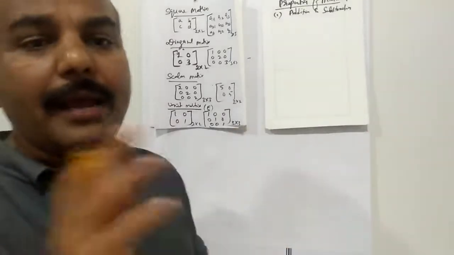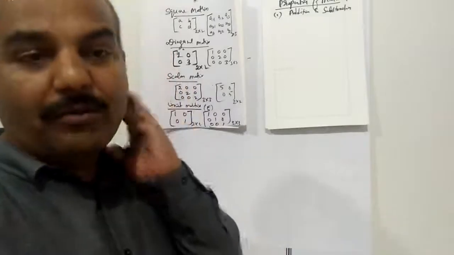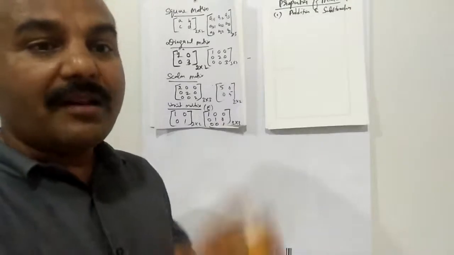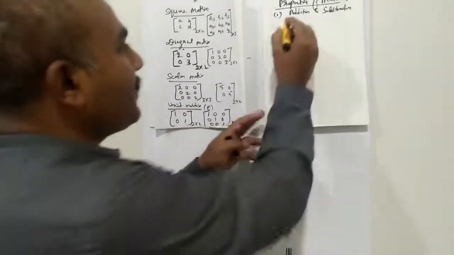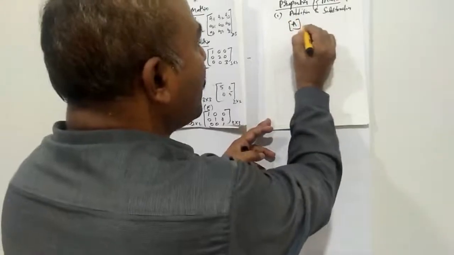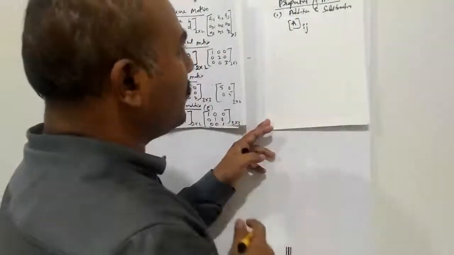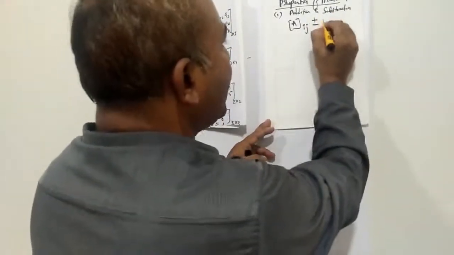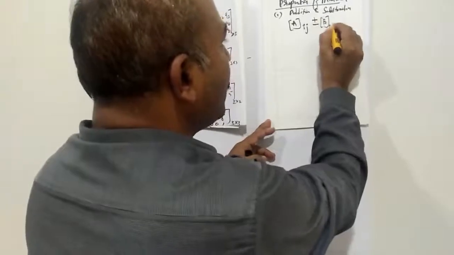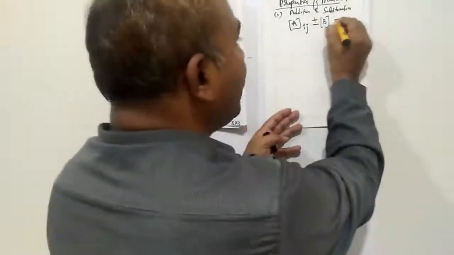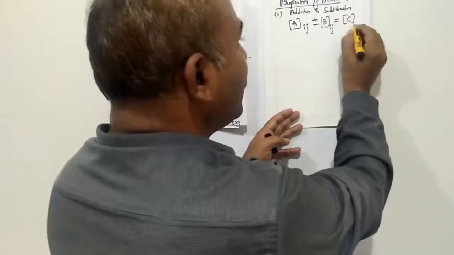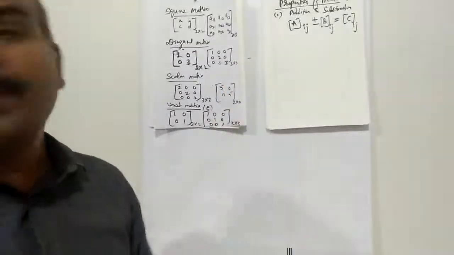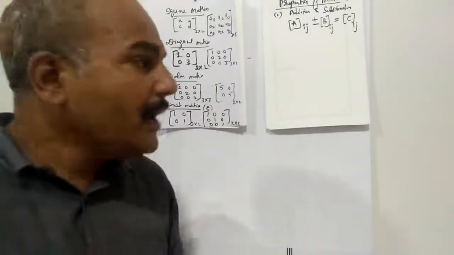For example, A and B are two matrices. Those can be added or subtracted only if the order, or dimension, of the two matrices is the same. For example, A is a matrix of the order I into J, where I is the number of rows and J is the number of columns. This can be added to or subtracted from the matrix B of the order I into J, and the answer C is also of the same order I into J. So this is the first property of matrices.